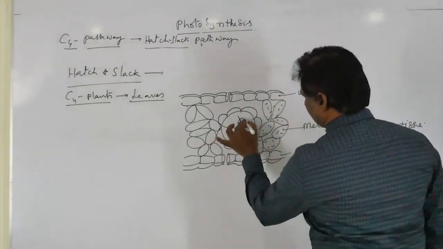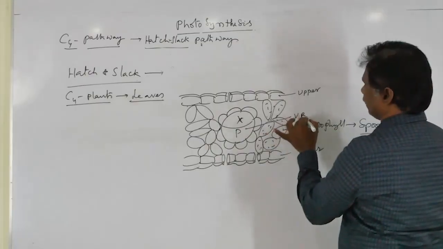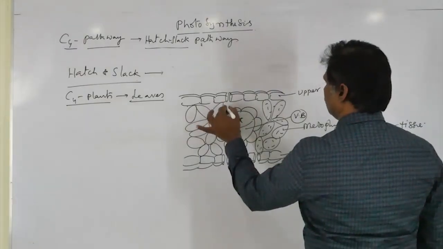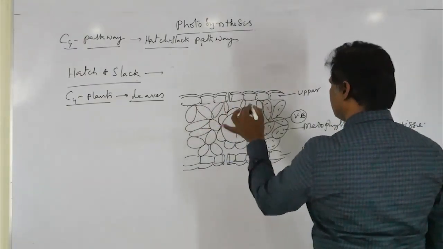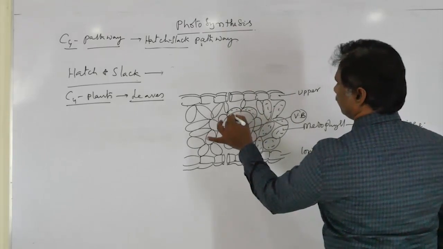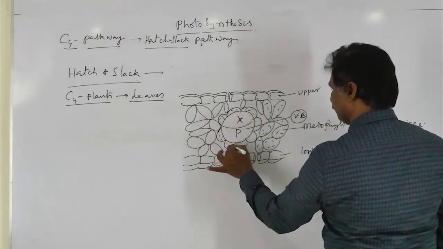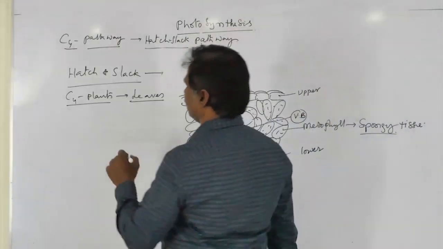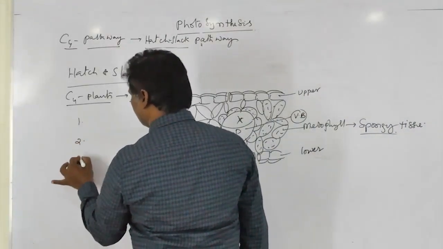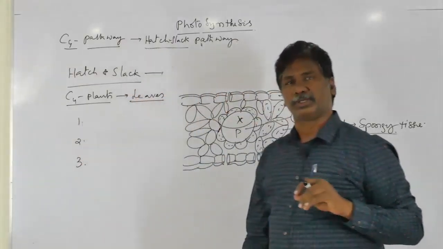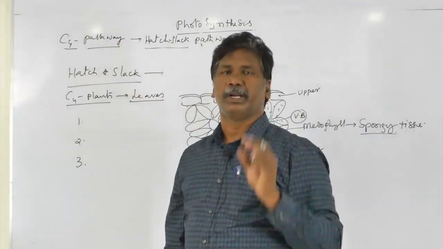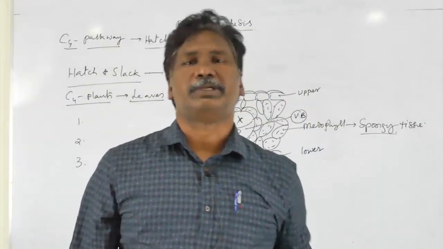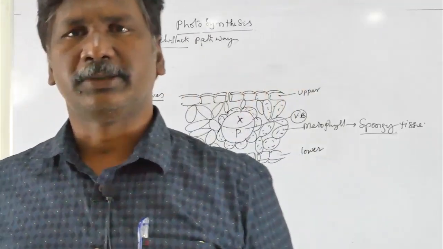The xylem and phloem together are called the vascular bundle. The vascular bundle is covered with a parenchymatous bundle sheath. This type of leaf anatomy is present in C4 plants. C4 leaves show three important specialized anatomical structures. So what are those special anatomical features present within the C4 plants?